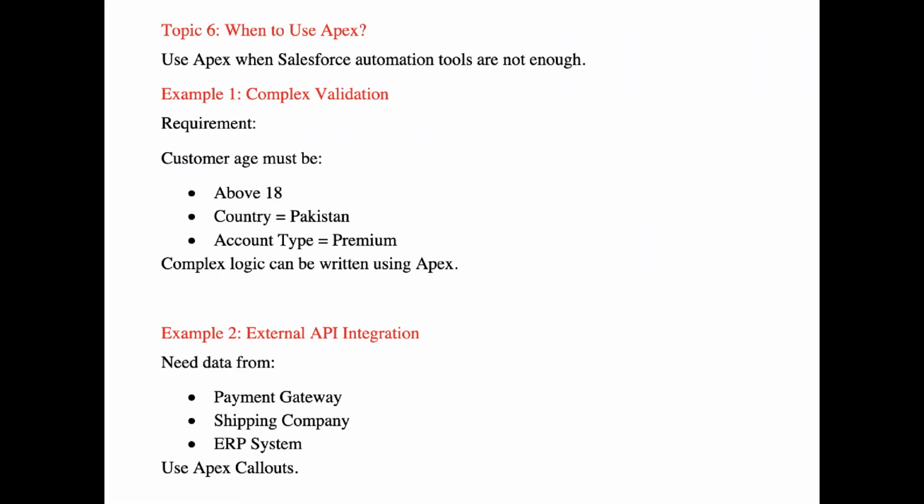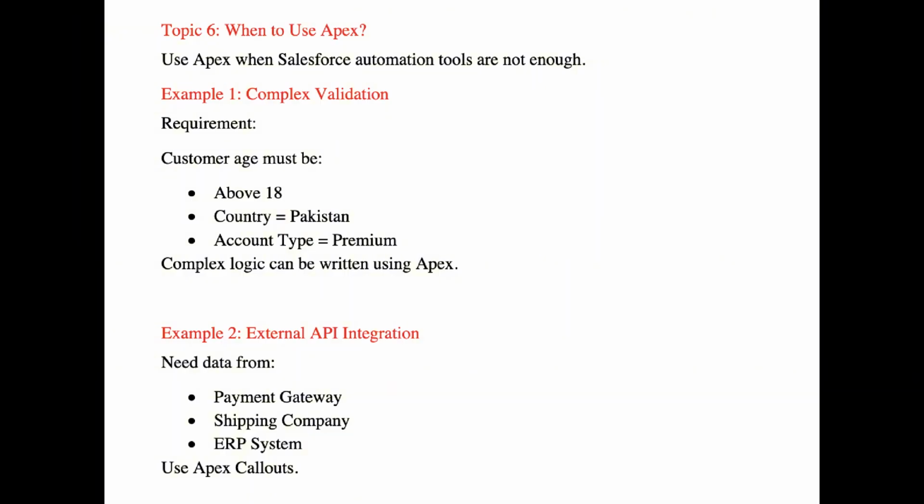Topic 6. When to use Apex. Use Apex when Salesforce automation tools are not enough. Example 1. Complex validation. Requirement. Customer age must be above 18. Country equals Pakistan. Account type equals premium. Complex logic can be written using Apex.